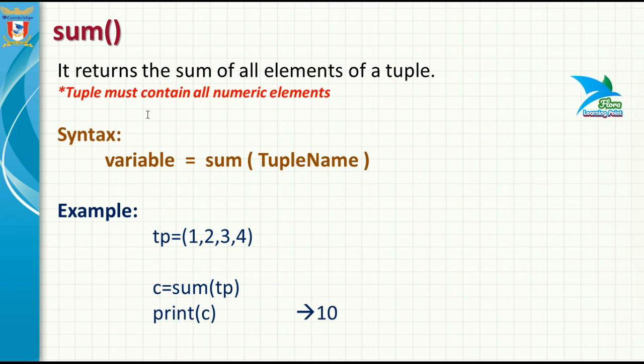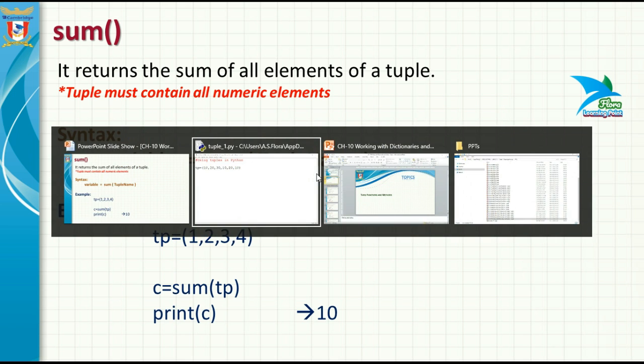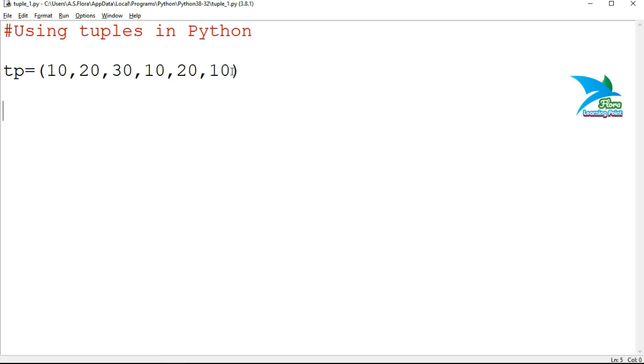Next we are having the sum function. It returns the sum of all elements of a tuple. As the name suggests, the sum function calculates the sum of the elements, but the condition is that the tuple must contain all numeric elements, because we can perform sum on numeric elements only. So let's demonstrate how we can make use of this.